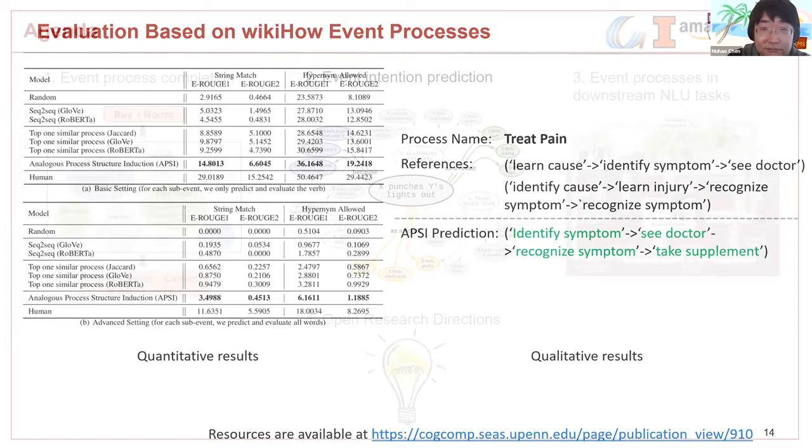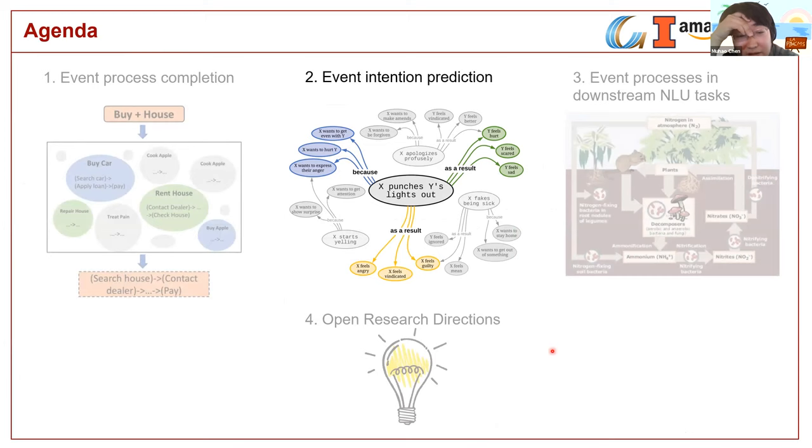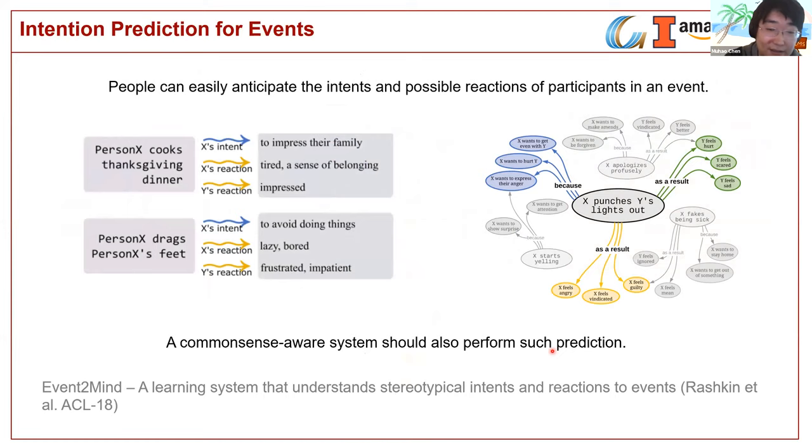So next, let's look at the second problem of event intention prediction. The motivation of this line of research is that people can easily anticipate the intents and the possible reactions of participants in events. For example, let's say there's an event, person X cooks Thanksgiving dinner. We may easily guess that the intention could be something like to impress this person's family. And also the reaction of this person could be, well, this person gets tired, but he or she gets a sense of belonging. And also some reaction could be the family is impressed, right?